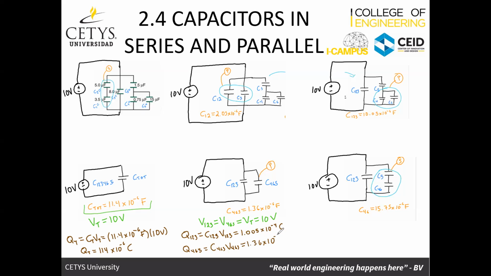Times 10 to the minus 5, right? Yep. Because we're multiplying it by 10, so we just reduce one of the exponents. Okay.